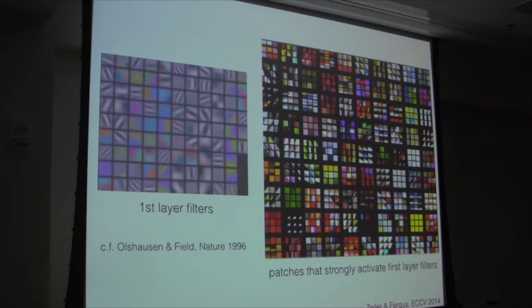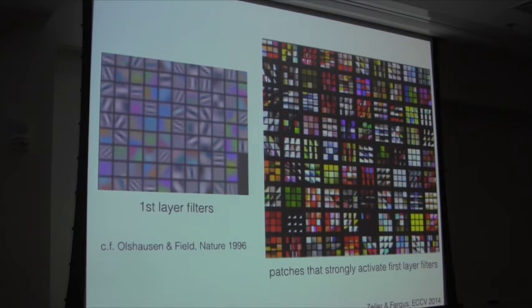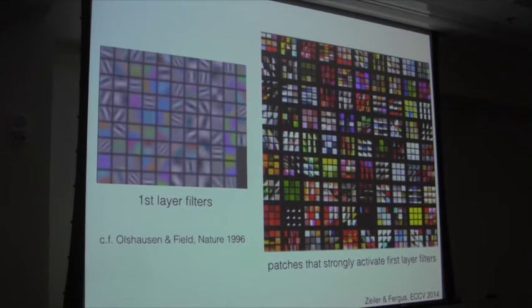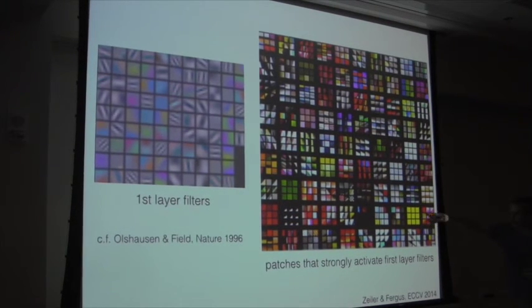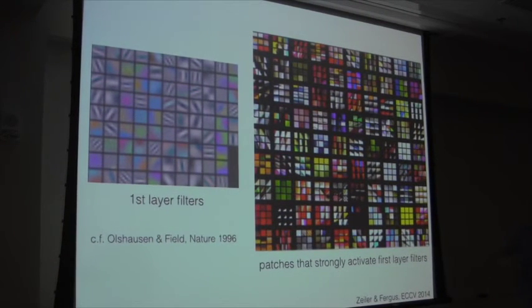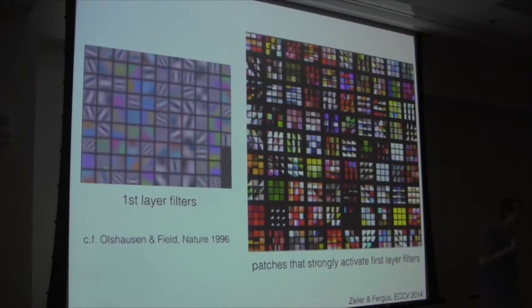But another way to do it is you just look at the patterns that most activate a given neuron. So this is kind of like spike-triggered averaging or spike-triggered visualization. You're just saying whenever the neuron spikes, let's see what patch it spiked with respect to. So these are the patches that most strongly activate a filter on the first layer. Here's one filter that really likes yellow, and another filter that really likes edges of this kind, and so forth.